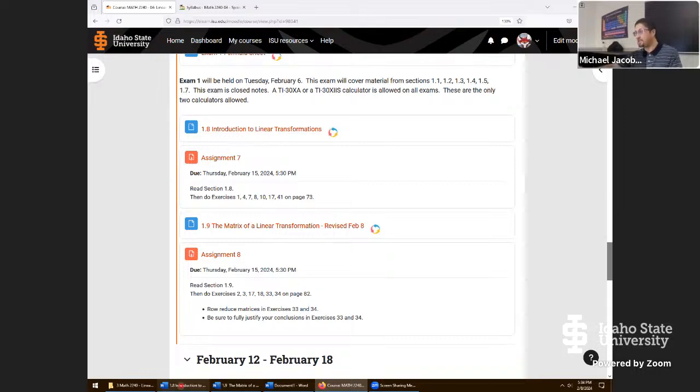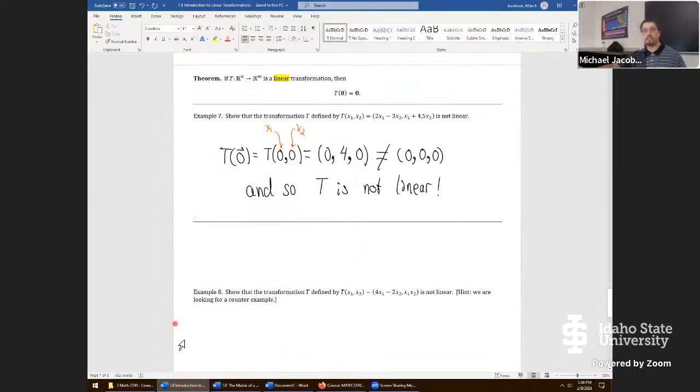Okay, looks like we're in section 1.8, and here's where we left off. We're determining if we have a transformation indicated, say, in this format or in this format. We wonder if it's a linear transformation or not. Our first one, example 7, was pretty similar to a homework question, where we used this theorem.